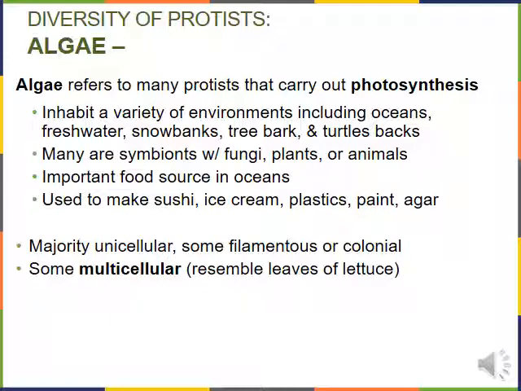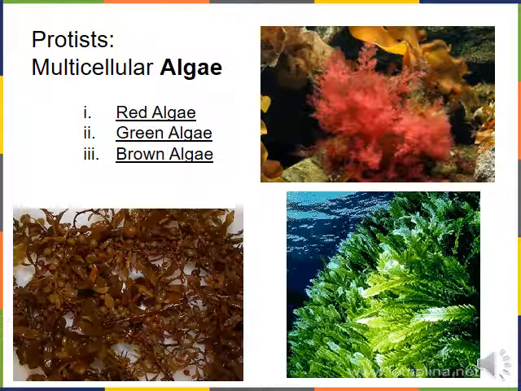Now, most algae are unicellular, but some are filamentous or colonial, so some live in groups. Some are also multicellular, so they resemble leaves of lettuce. So algae are diverse in terms of the kinds of algae, and we'll talk about dividing these into green algae, red algae, and brown algae, but they're an interesting group of protists. So when we think about multicellular algae in the kingdom Protista, they're divided into red algae, green algae, or brown algae. Let's highlight some examples of these different types of algae.